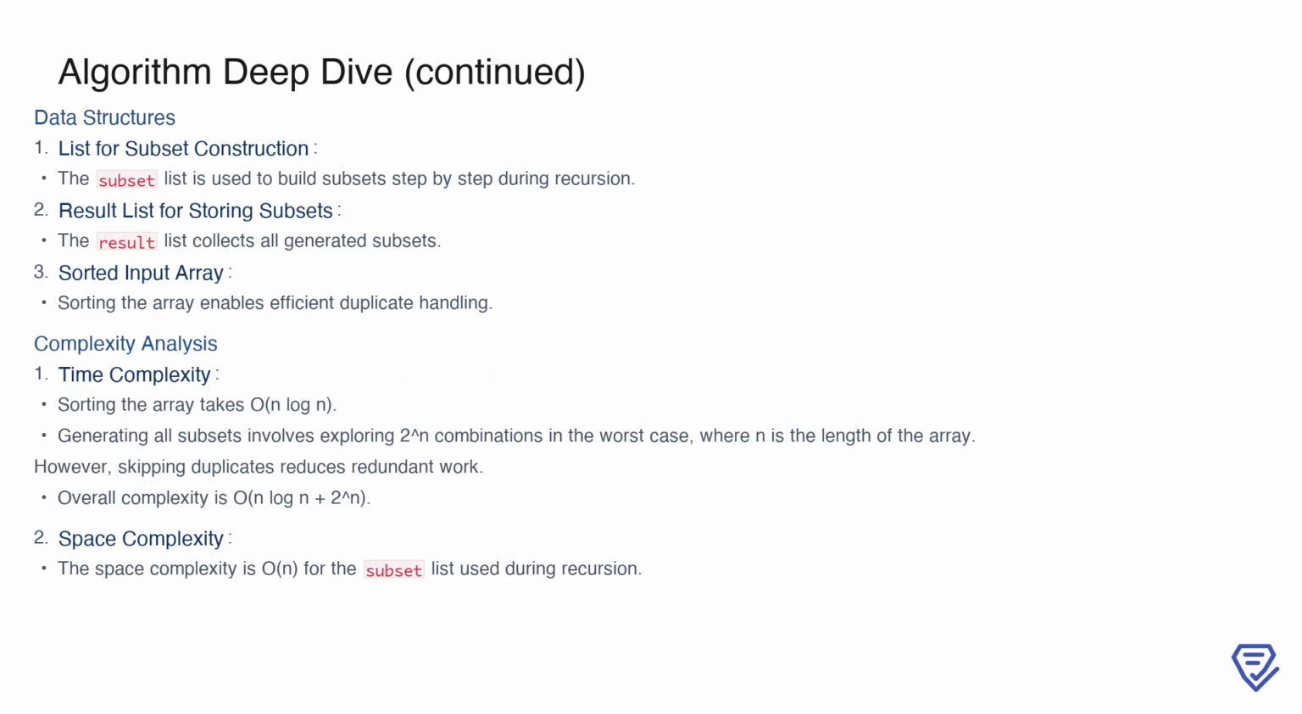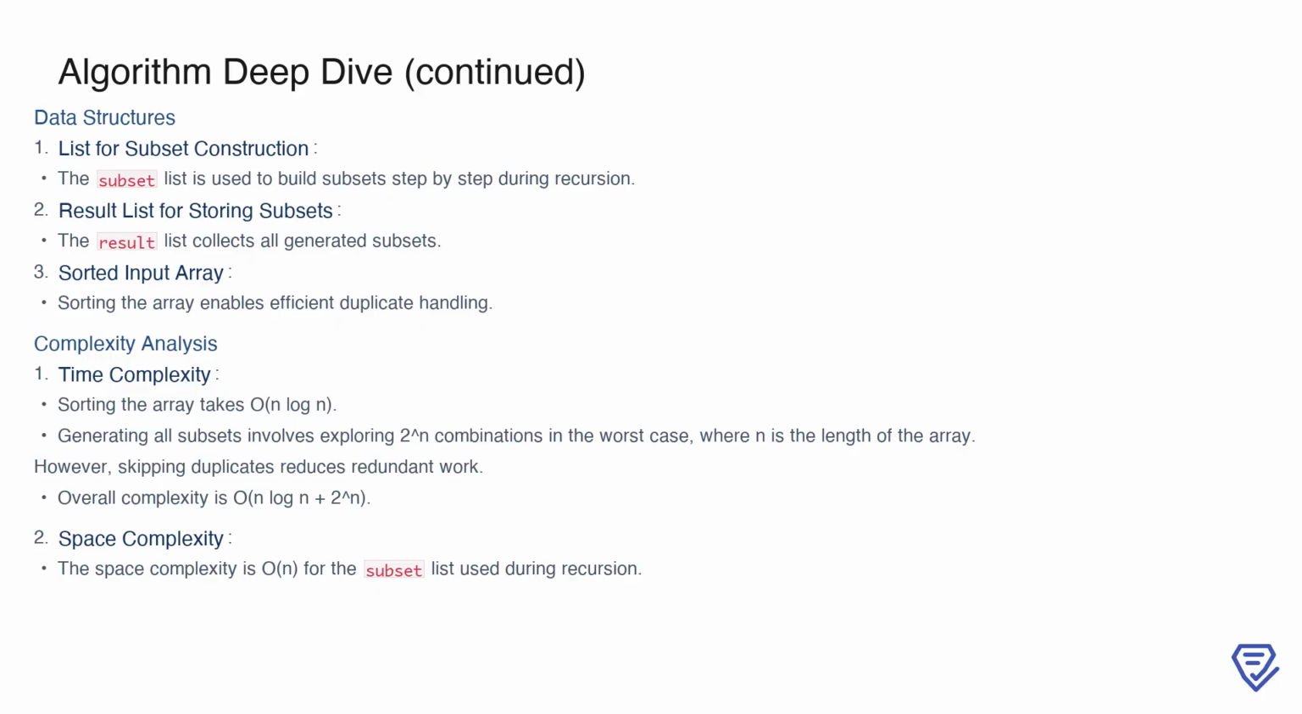To implement this algorithm, we rely on three main data structures. First, the subset list is used to construct subsets step by step during recursion. Second, the result list stores all the subsets we generate. Finally, the sorted input array helps us efficiently handle duplicates. In terms of complexity, sorting the array takes O(n log n). The backtracking process explores up to 2 to the power of n subsets in the worst case, where n is the length of the array.